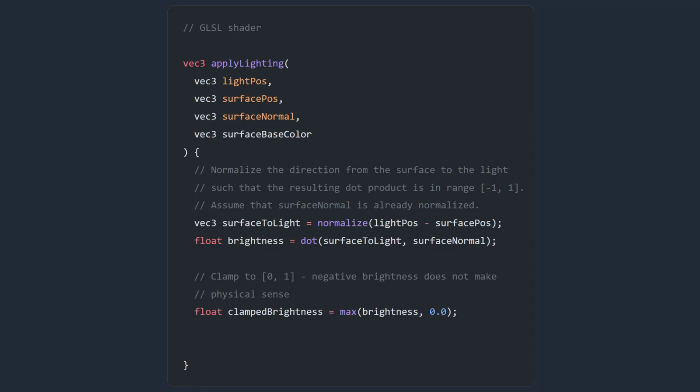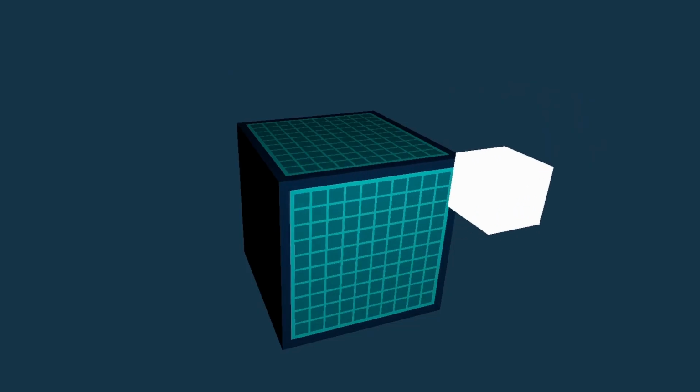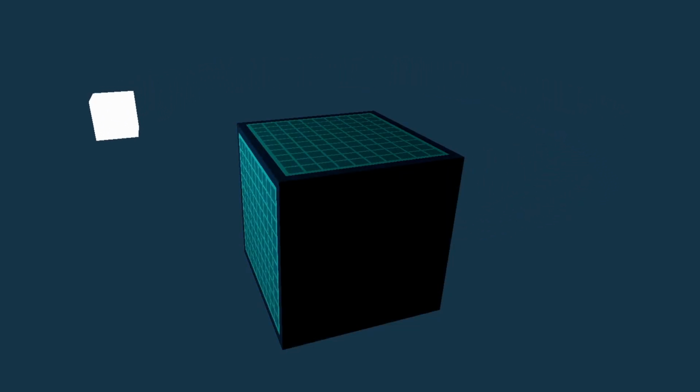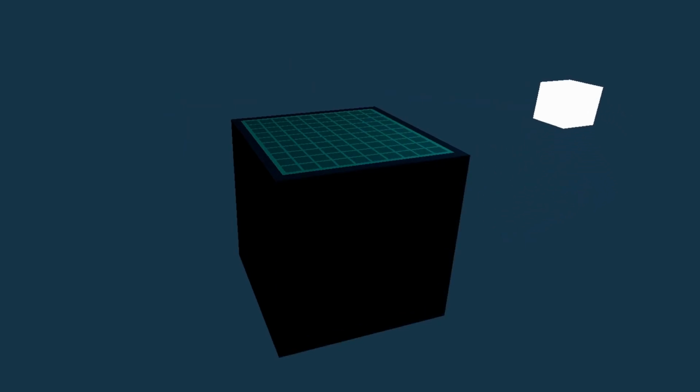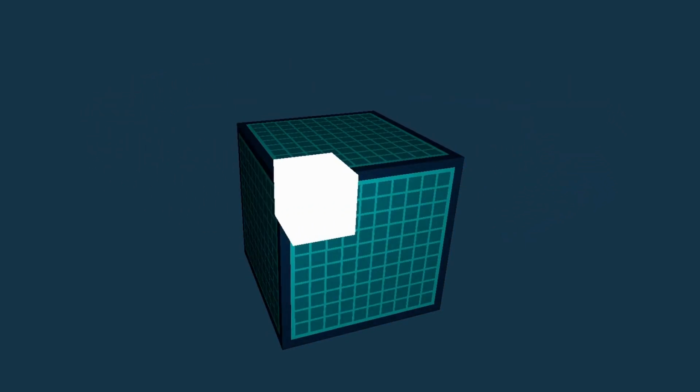We'll clamp it to the range 0 to 1 to prevent any negative brightness before applying it by multiplying with the surface color. It's hopefully intuitive that the dot product, and therefore the surface brightness, reaches its maximum when the light direction is fully aligned with the surface normal and drops to 0 when the two are perpendicular. But what can we say about the values in between?